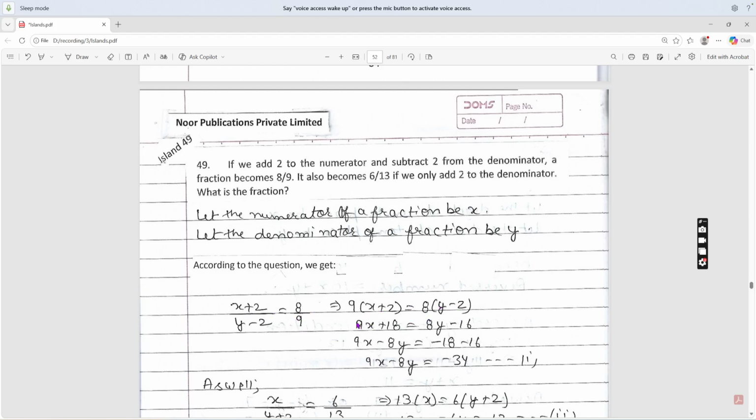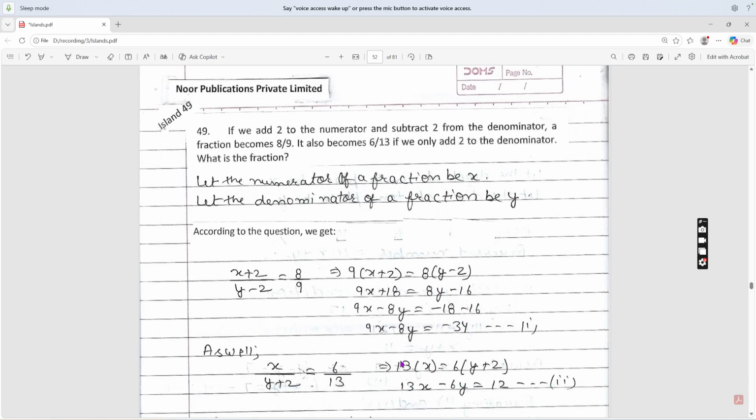Now we are going to open the bracket. 9x plus 18 is equal to 8y minus 16. Now we are going to shuffle all the variables on the LHS and all the constants on the RHS. So here it is 9x minus 8y is equal to minus 16 minus 18, that is minus 34. It is the first equation.